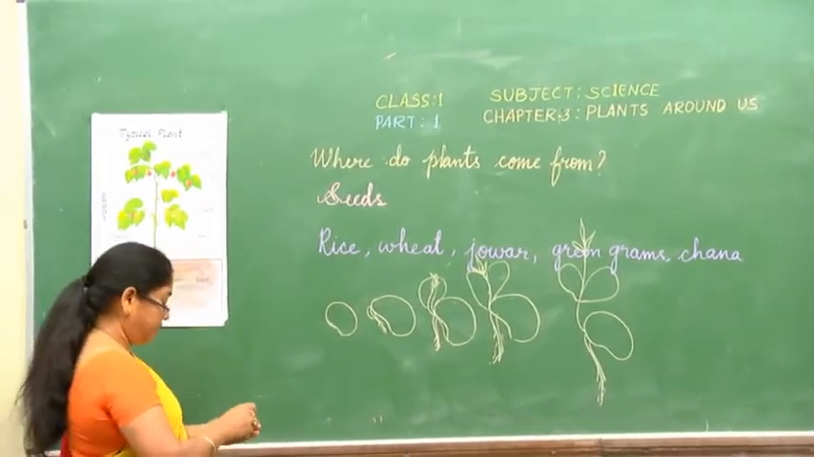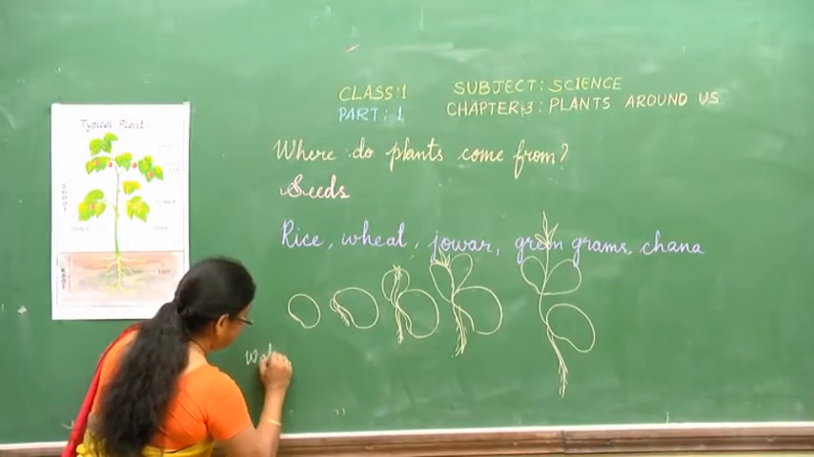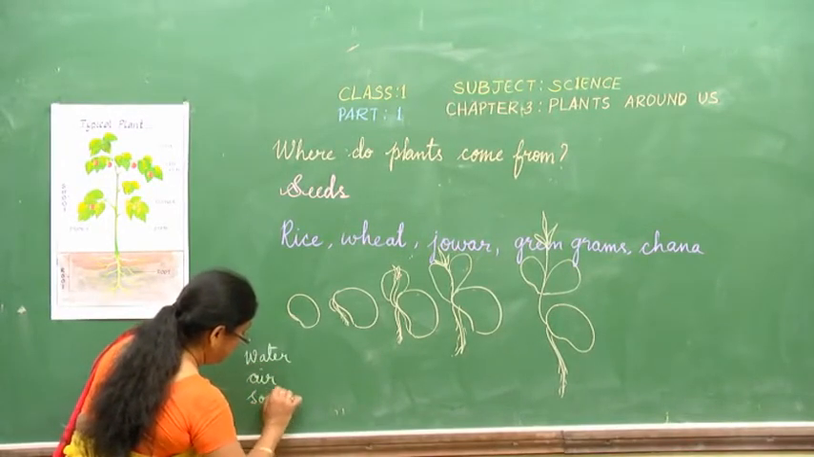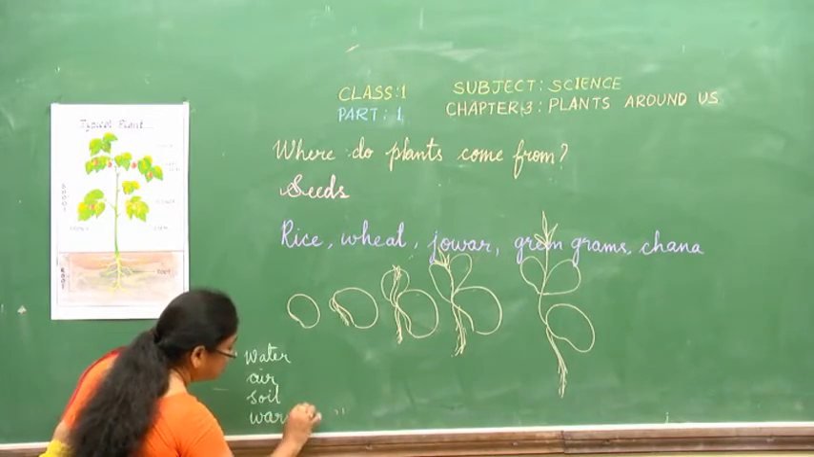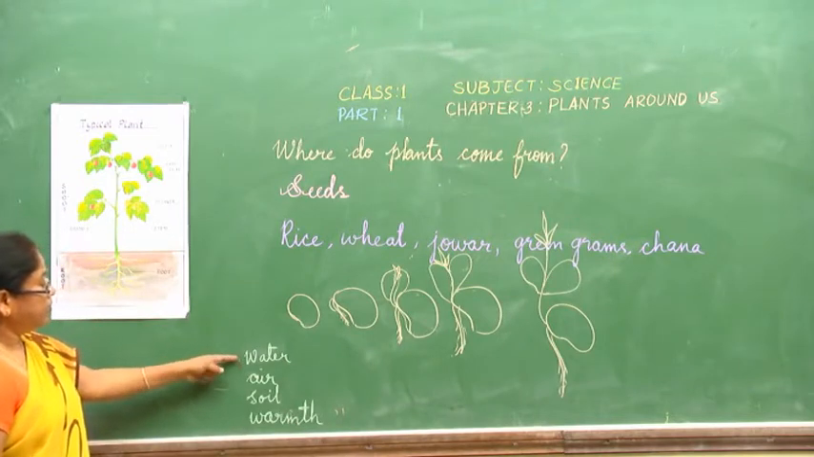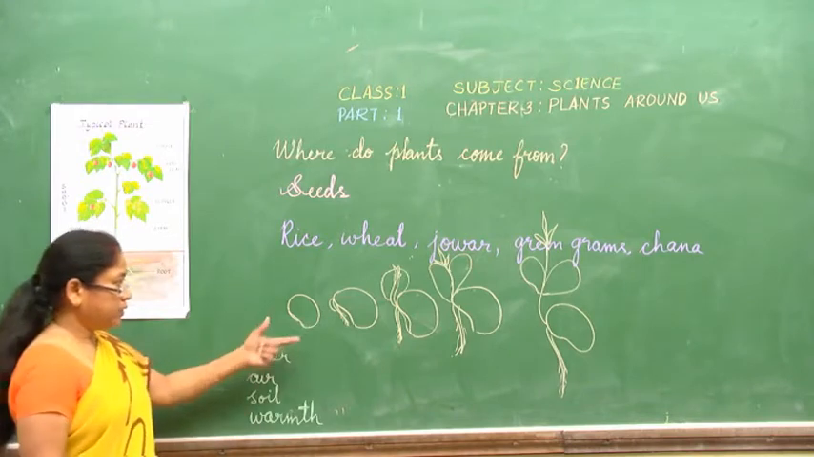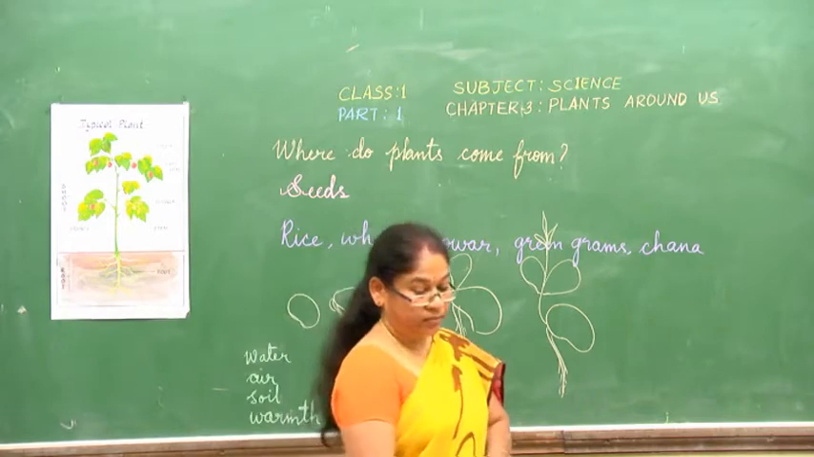What are the things necessary? Yes, it needs water, air, soil and warmth. Warmth means from the sunlight. Water, air, soil and warmth help the seed to grow into a new plant.